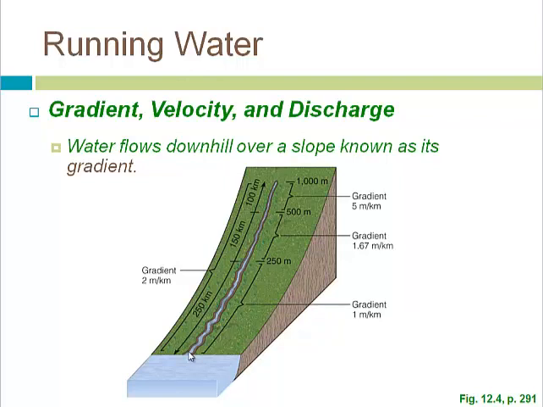And so a stream's gradient varies greatly from gentle down at the bottom to pretty steep up at the top. And usually at the headwaters is where we have the steepest gradient.